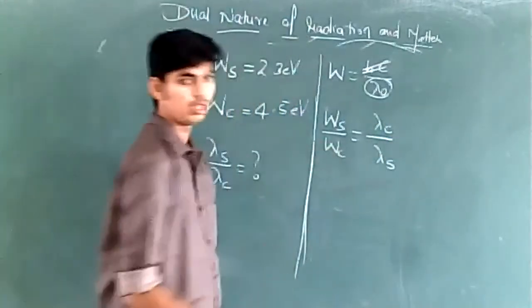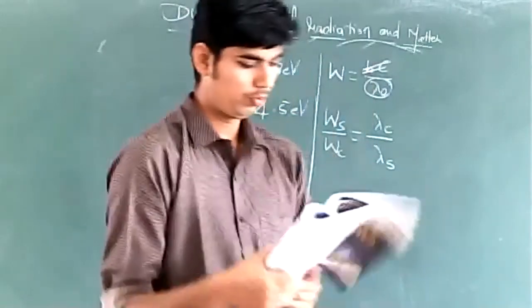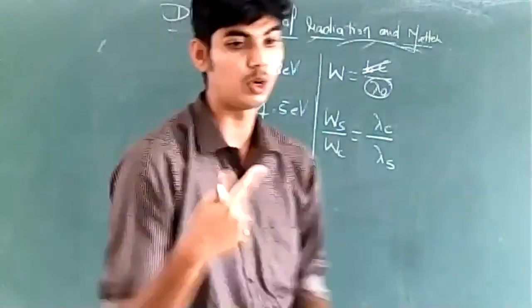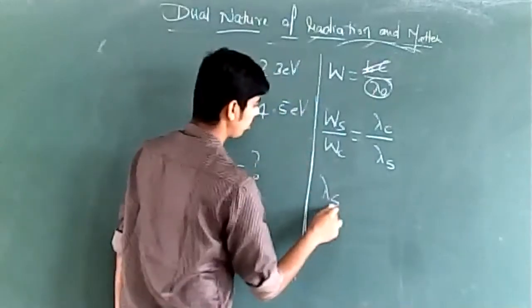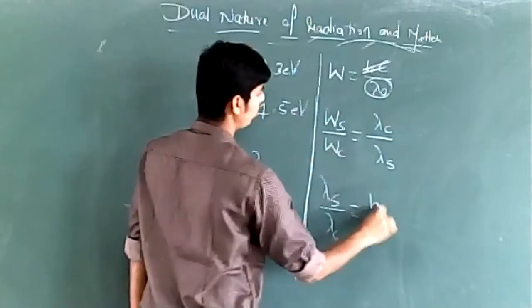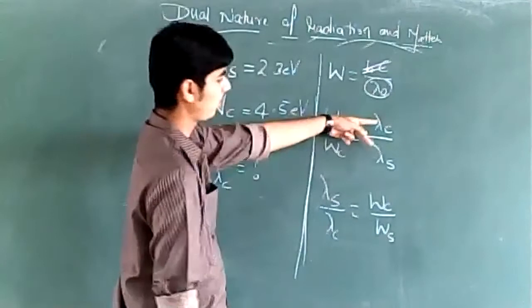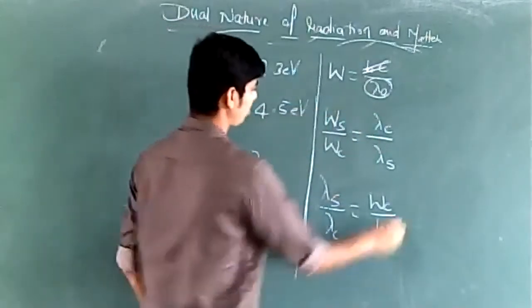We need the ratio of their threshold wavelengths. We need the ratio of threshold wavelength of sodium to copper. Lambda s by lambda c must be equal to Wc by Ws. Reciprocate this. I wanted lambda s by lambda c.